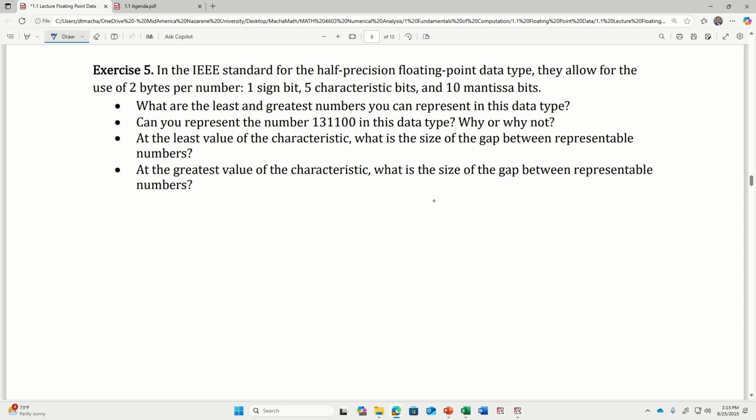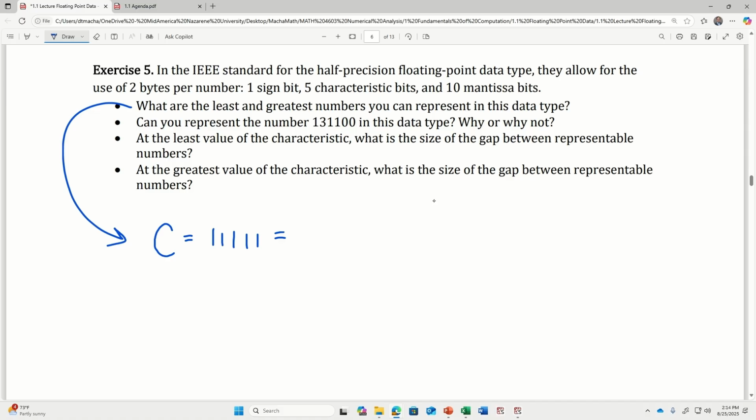Let's think about what the least and greatest numbers you can represent in this data type are. To get the least or the greatest, you would just have to figure out whether this is a plus or minus sign, right? So let's ignore the sign bit for right now and just try to make the biggest number we can make using 5 characteristic bits and 10 mantissa bits. To make the biggest number possible, we're going to use all ones. In other words, we're going to make this characteristic as big as it can possibly be. In binary, it's going to be 1, 1, 1, 1, 1.